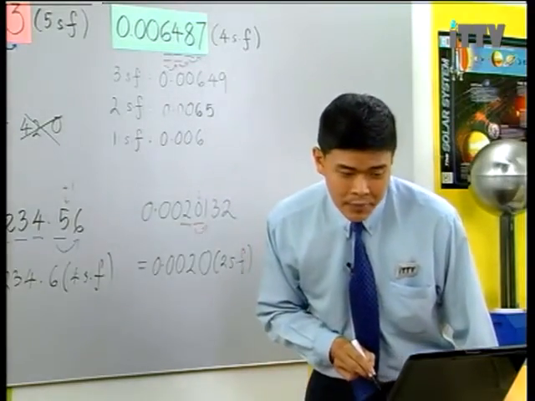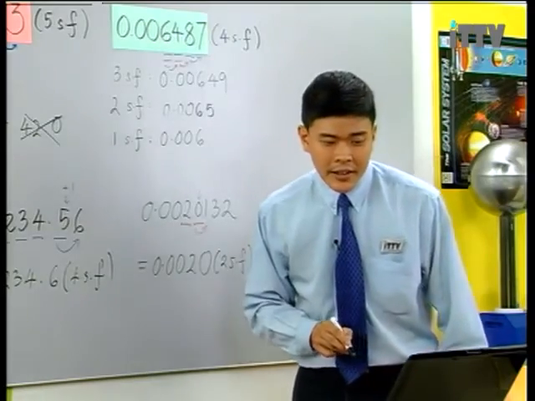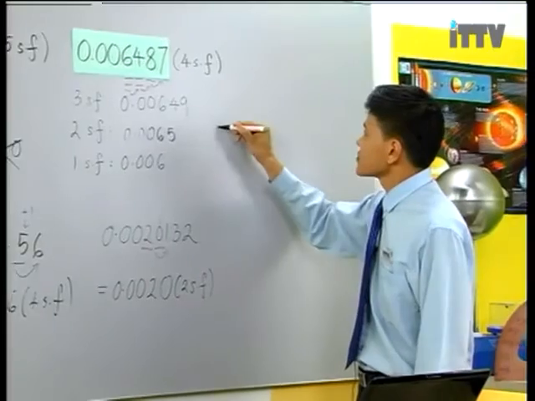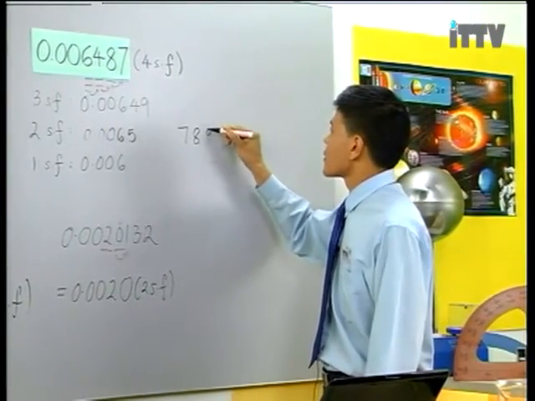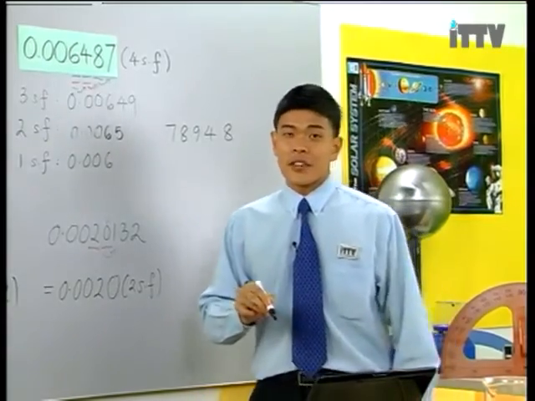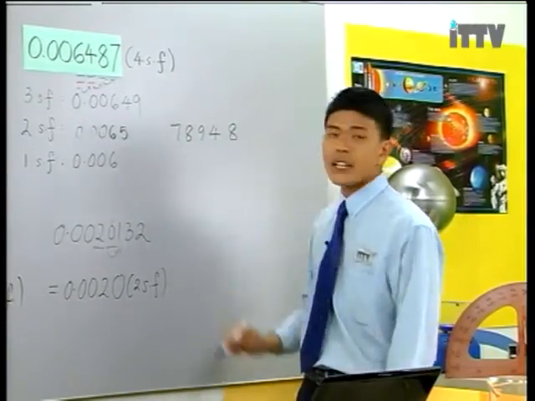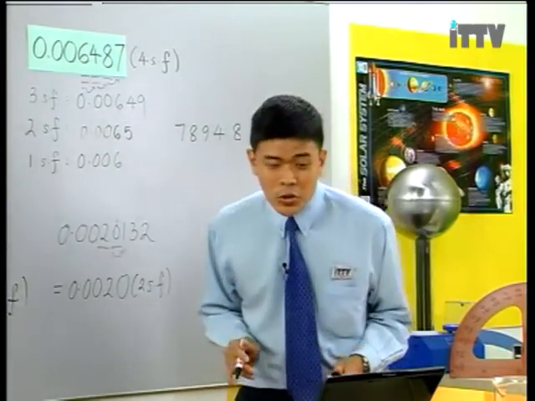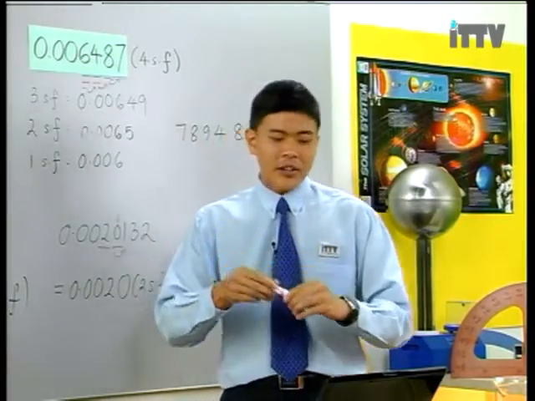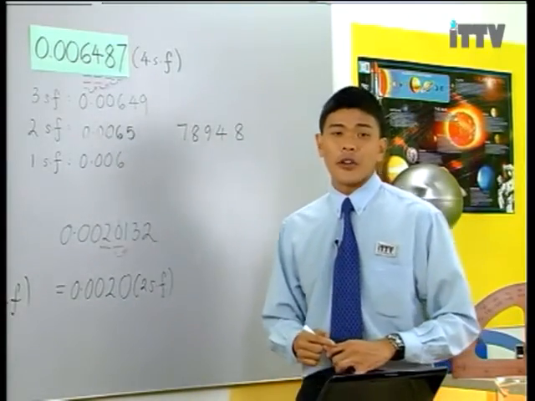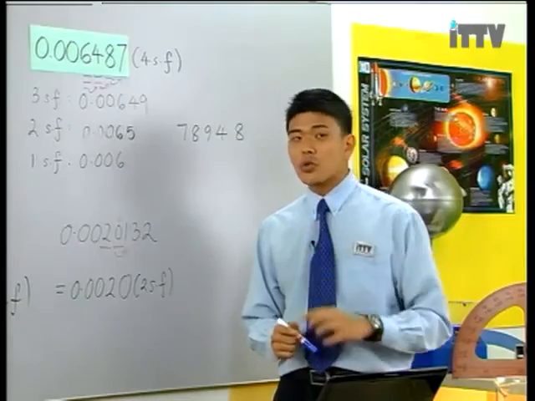Alright, in the last example, 78,948. I'm sure you know how many significant figures this is. Originally, 5 significant figures. But now, we want to reduce it to just 3 significant figures. So I'm sure you know how to do it right now. It's a positive number greater than 1. So it belongs to case 1.